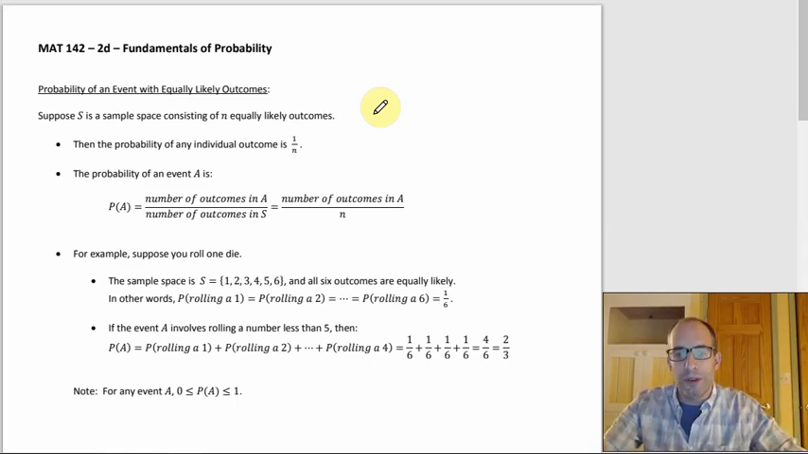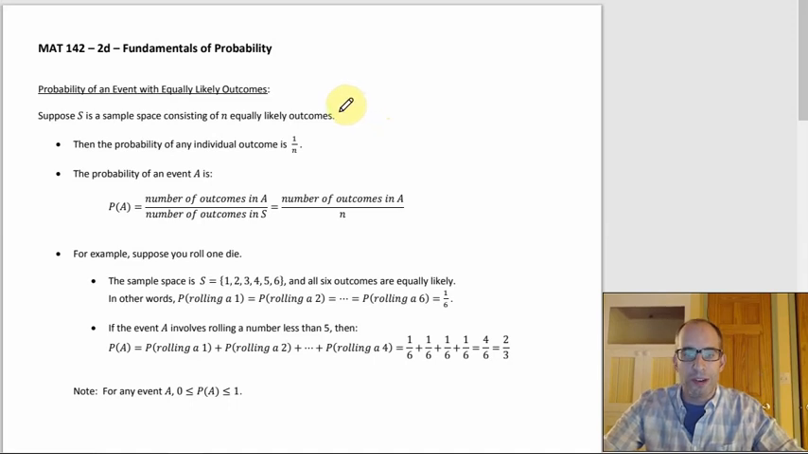So what happens if you have equally likely outcomes? I just wrote this with an n generally, so n is some positive integer, right? If you're rolling a single die, n is 6, because you could roll a 1, 2, 3, 4, 5, or 6. If it's pulling a card randomly out of a deck, n is 52, right?